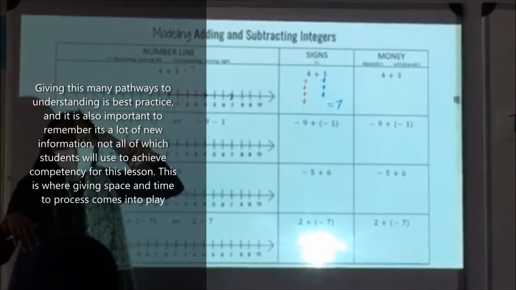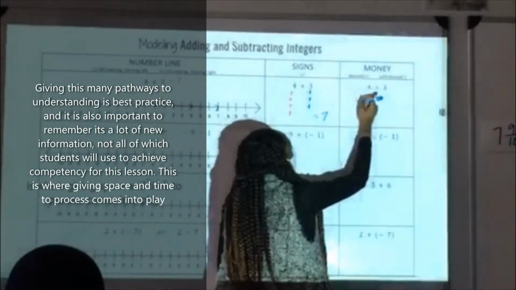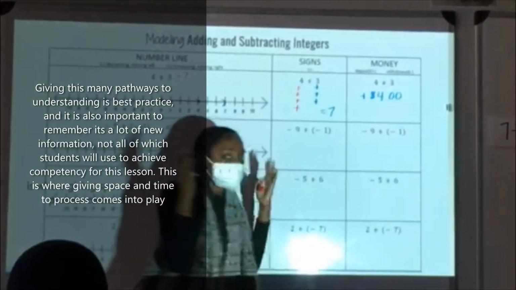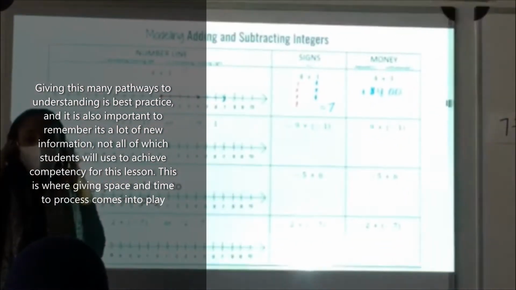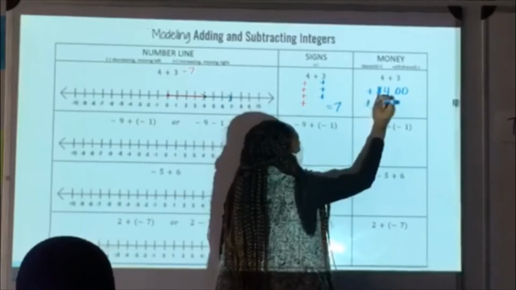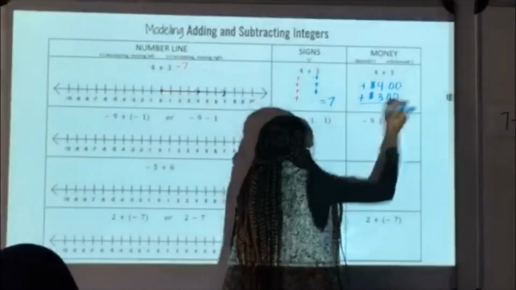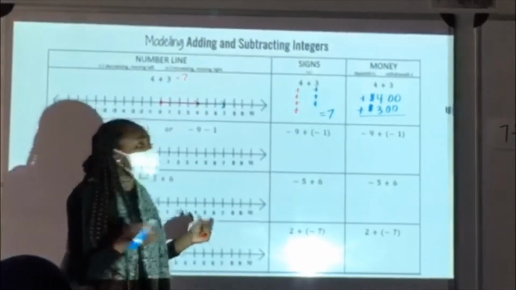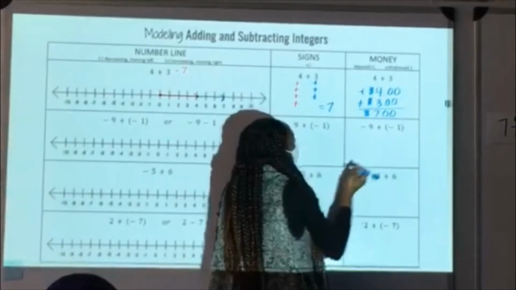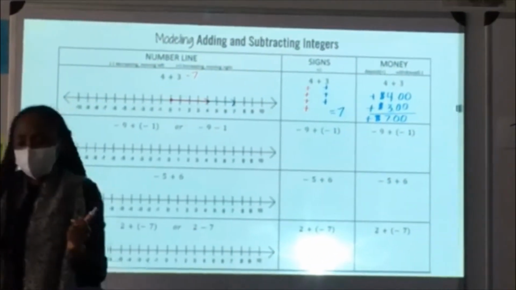A deposit. I deposited $4. Sometimes literally just writing that dollar sign makes a huge difference for people in understanding what type of number it is. And now I'm adding $3 more. So how much money do I have altogether? $7. Positive. Does that make sense?